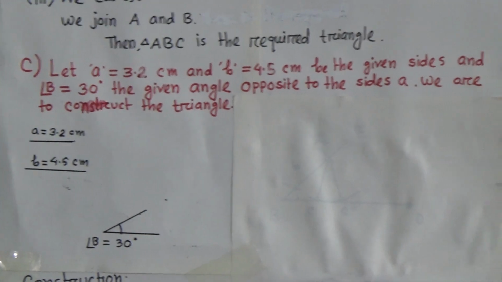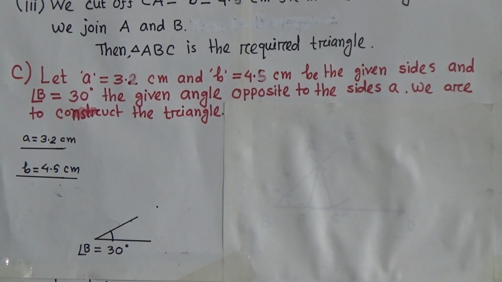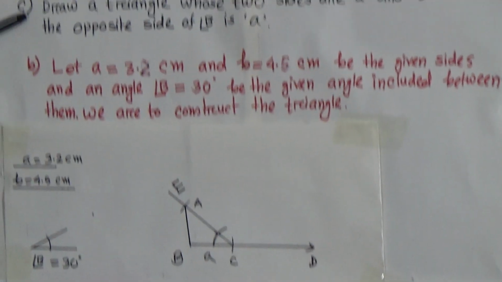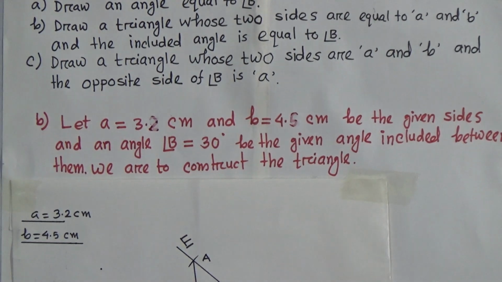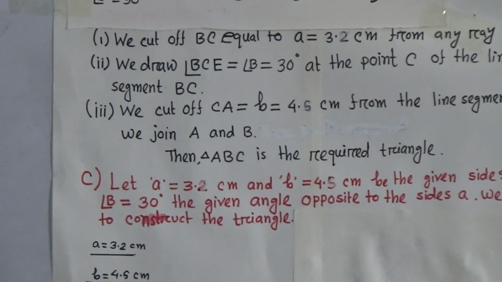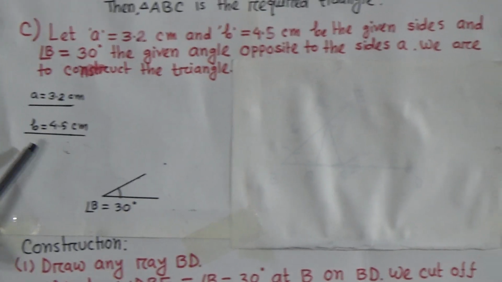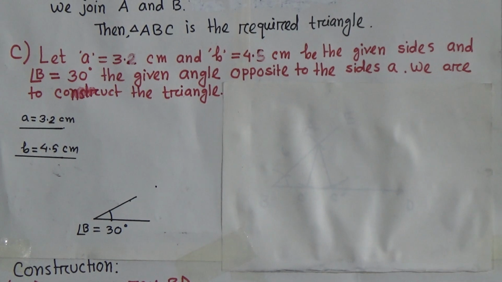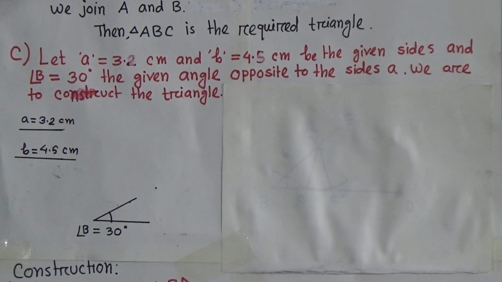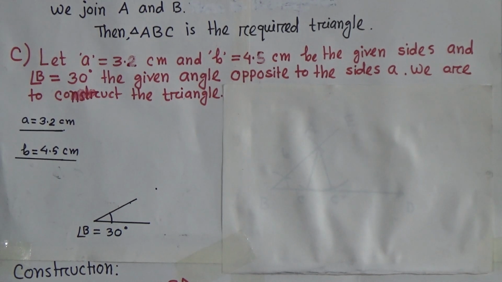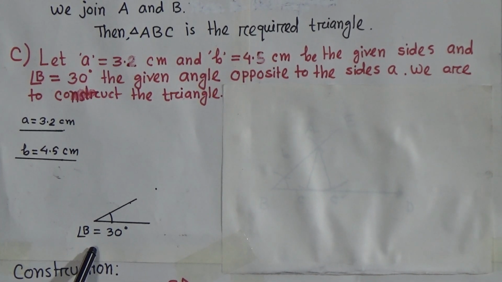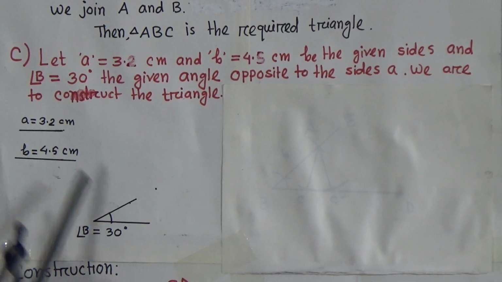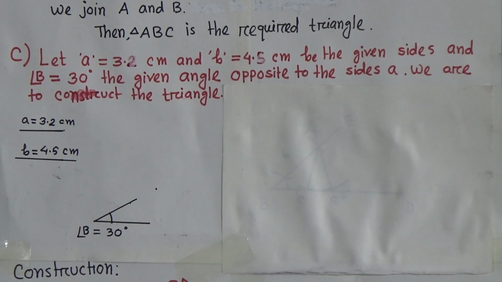Okay. So at first we read the question of C number. To draw a triangle whose two sides are A and B. That means A side is 3.2 centimeter and B side is 4.5 centimeter. You see, A equal to 3.2 centimeter and B equal to 4.5 centimeter. And you see again the question, and the opposite side of angle B is A. Okay. That means angle B equal to what? 30 degree. And you remember its opposite side must be A.